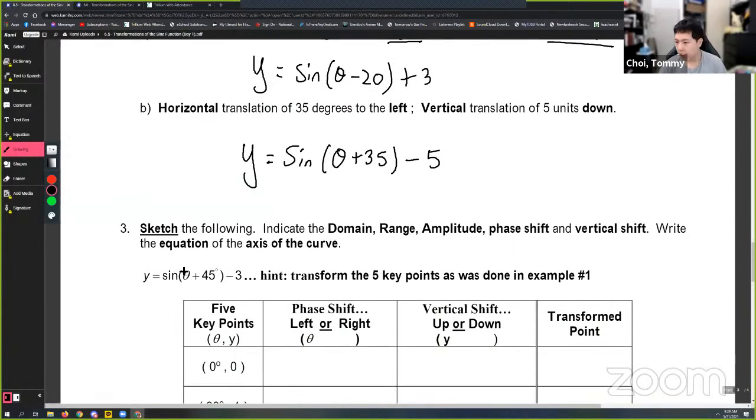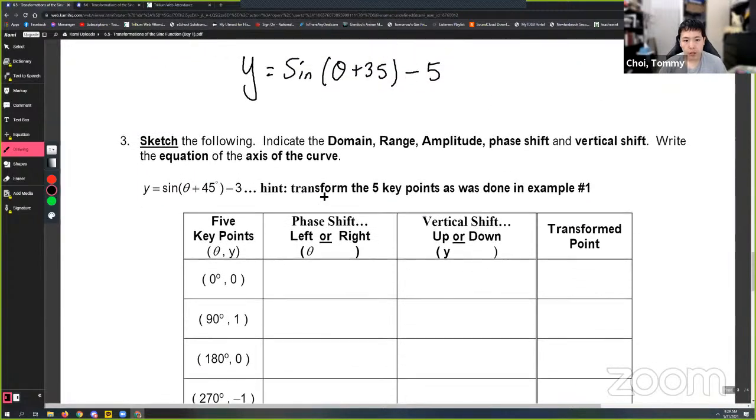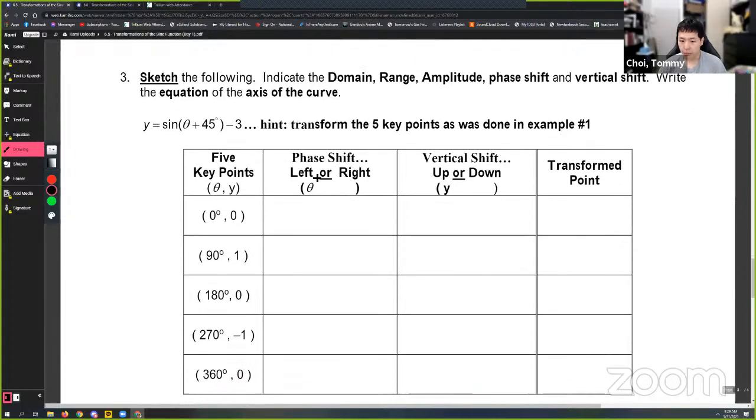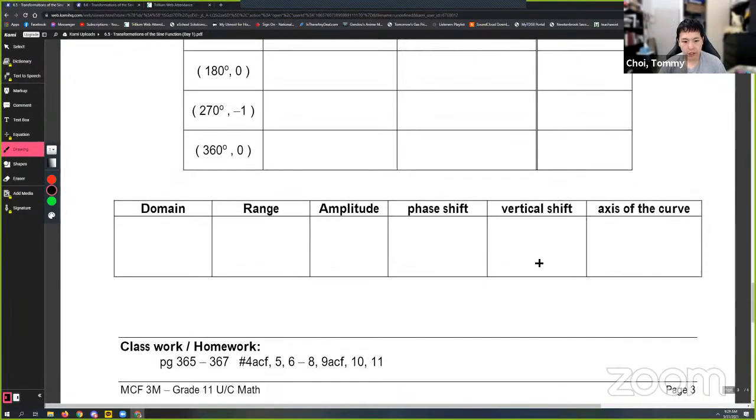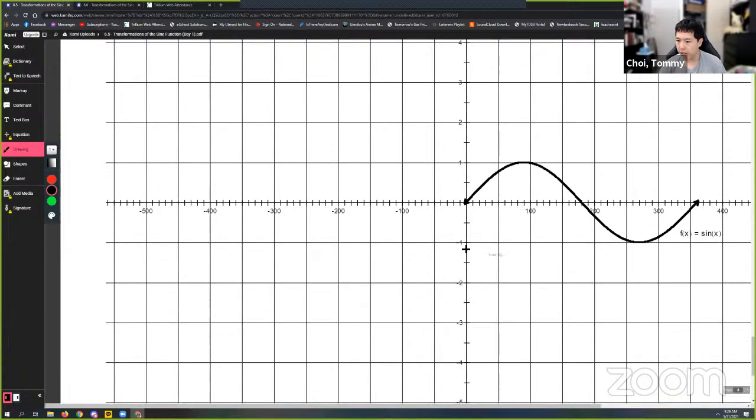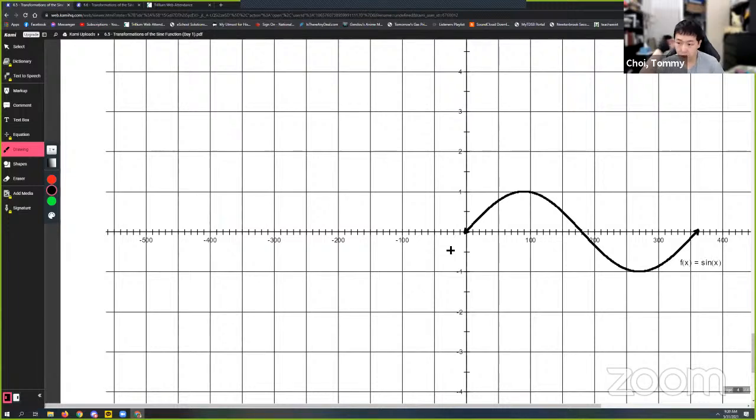So this time we're taking the sine of (theta plus 45). It's the same thing, right? And now we have a vertical shift to it, down by 3. It says we need to indicate domain, range, amplitude, phase shift, vertical shift, equation of the axis. We've got to write all of that down here, and then we're going to graph it on the next page if you're able to print it out. If you were unable to graph it, don't worry about it. We'll just work with what we got.